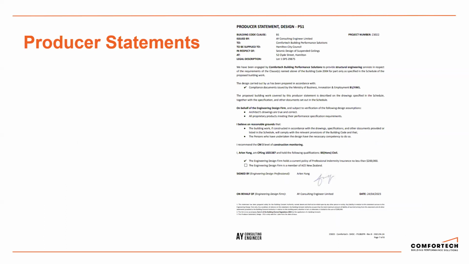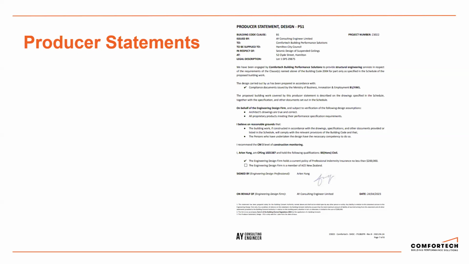So producer statements, a really important part of what I get involved with. What's a producer statement and why do we need them? So your PS1 is your engineered design by a chartered engineer. This is issued pre-construction and will be used by the installer as a reference to build the ceiling or the partition. Your PS2 is a peer review by an independent or a chartered engineer. This is where a design has been done, and then if requested, is checked by another independent engineer.